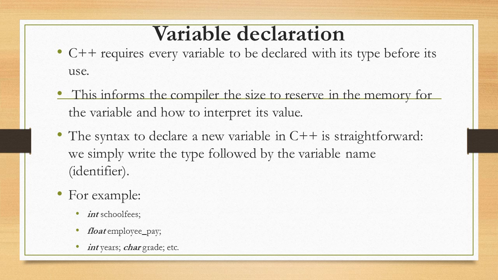Then the last one given in this example is char grade. Grade is declared to be of data type character. Of course, what is your score in C++? Yeah, I'm having A, I'm having B, I'm having C. All such kinds of things should be declared as char.